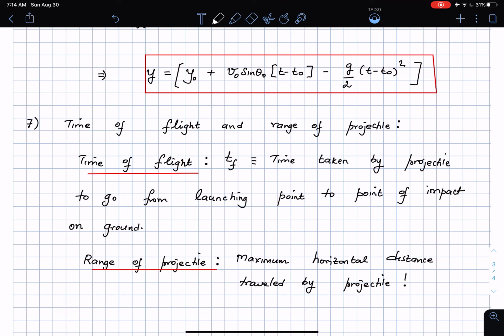In many problems that I'm going to be solving on projectile motion, I will look at the time of flight and I will look at the range of the projectile, and we'll use that for that particular situation.